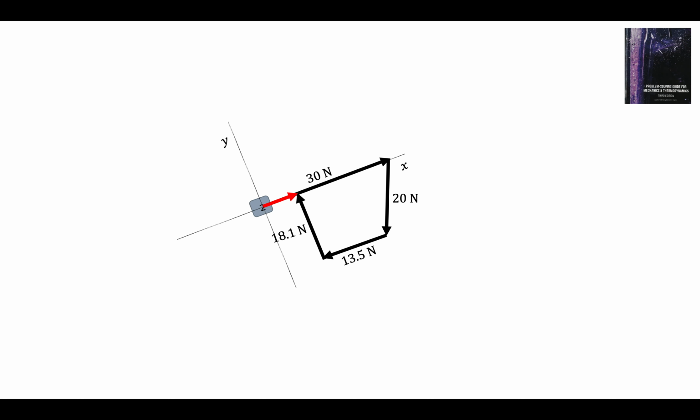That's the net force. That's ma. That's 8 newtons along the x-axis. Now it's your turn. Do some problems.